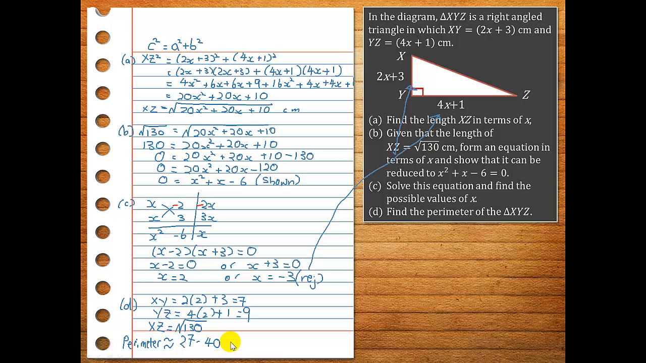Do remember the units, centimeters, and this is in 2 decimal places. Now, if it's not given, you can just leave it as 3 significant figures, which is 27.4 cm.